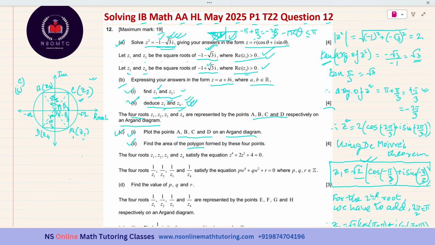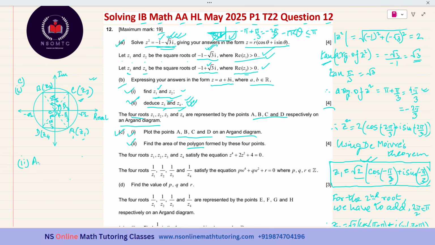So what we can do is, let me name this central point as O. We can get the area of this triangle OAC and double it to get the area of the triangle OAC plus the area of the triangle OBD. And similarly, we can get the area of the triangle OBC and double it to get the sum total of the two areas, the area of the triangle OBC and OAD. Okay.